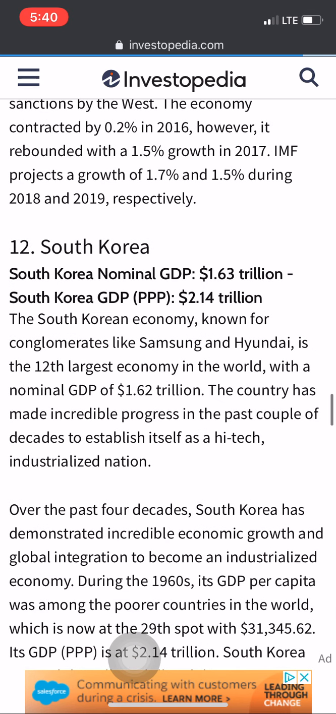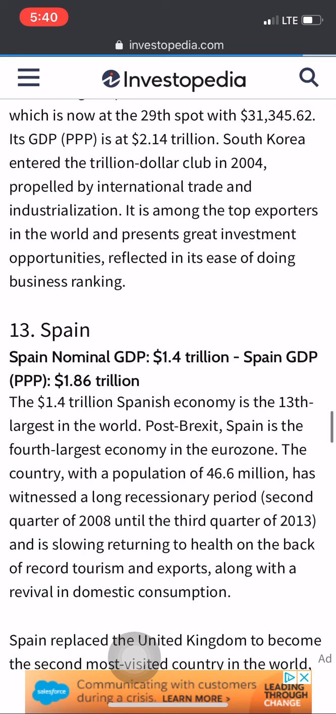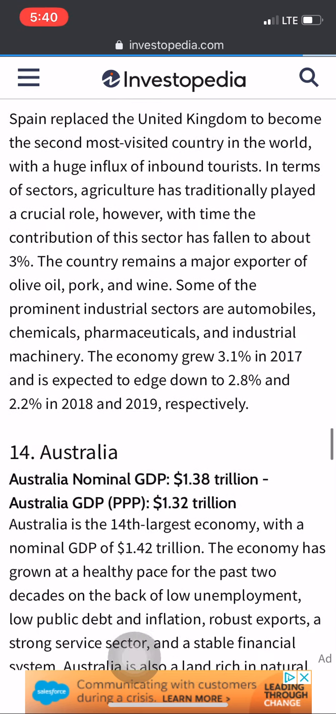Look at South Korea, 1.63 trillion nominal, GDP PPP is 2.14 trillion. Not that much of a difference, almost 0.7, because South Korea used to be a developing country, now it's a developed country. Spain, 1.4 trillion nominal, 1.86 PPP. Again, 0.4 trillion difference, just like Italy.